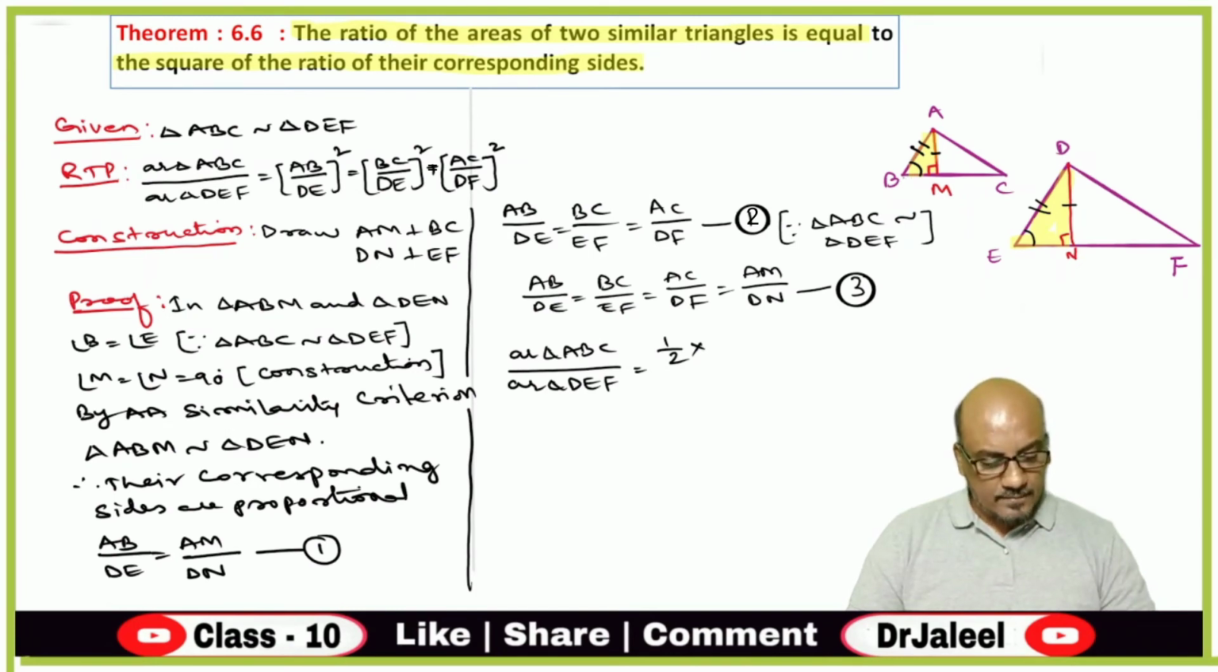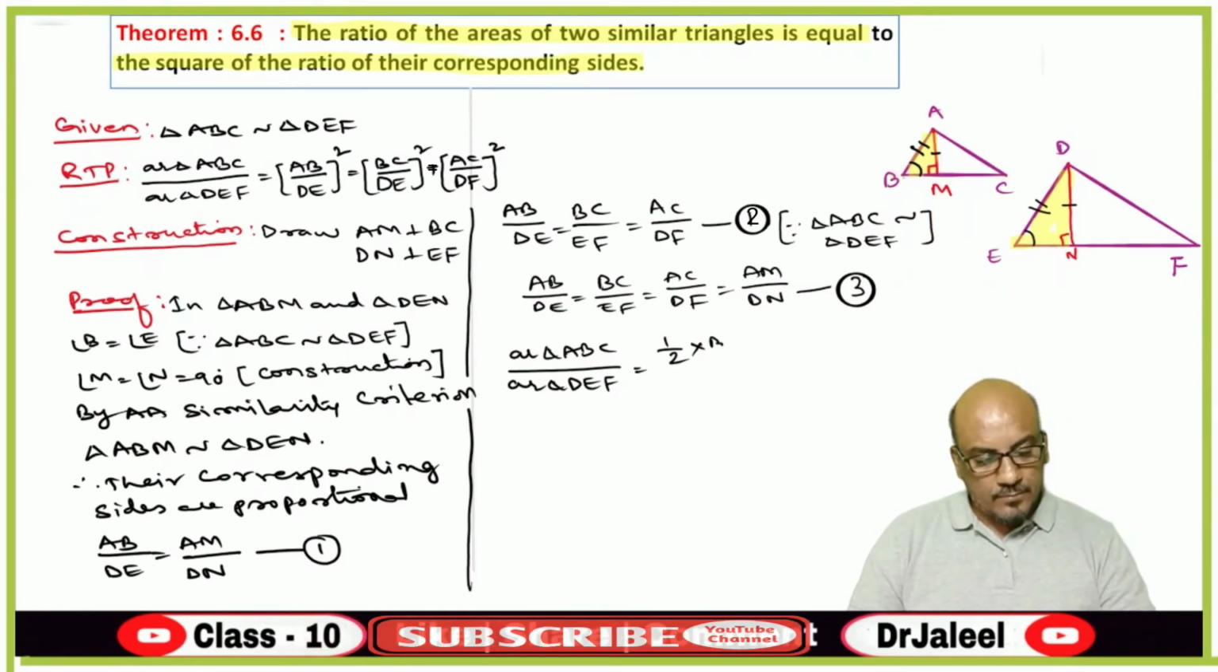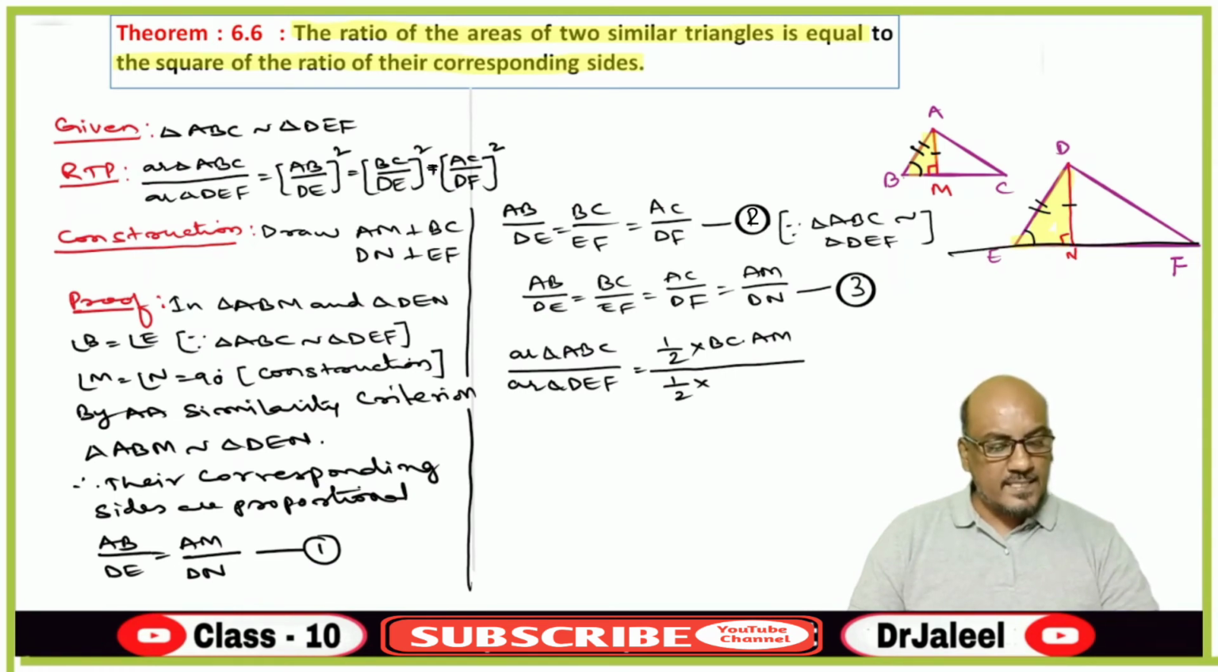What is the base here? It is BC. What is the height? AM. So we will take half into BC into AM by, here also half into, in DEF, what is the base? EF, and what is the height? DN. So EF into DN. 1 by 2 will get cancelled. Then what do you get, children, here? BC by EF into AM by DN.